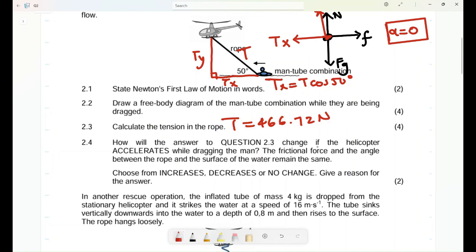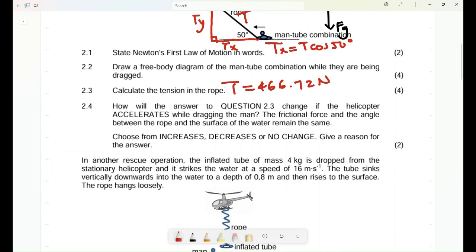Now the question says to us, how will the answer in question 2.3 change if the helicopter accelerates now?